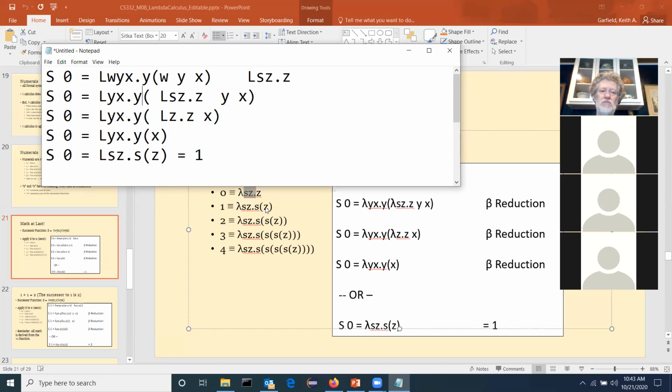Now it's framed in terms of x's and y's in this formula. That's just so we don't do accidental capture, but we can always convert back to s's and z's if you feel more comfortable with that at the end of the day, because as long as we keep the structure the same, the actual variable names don't matter.